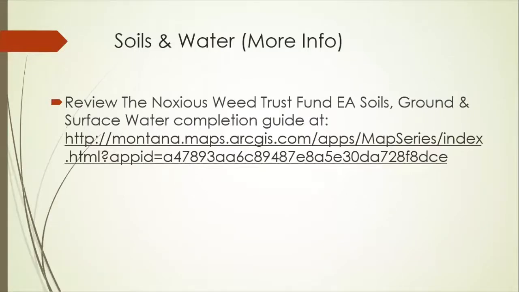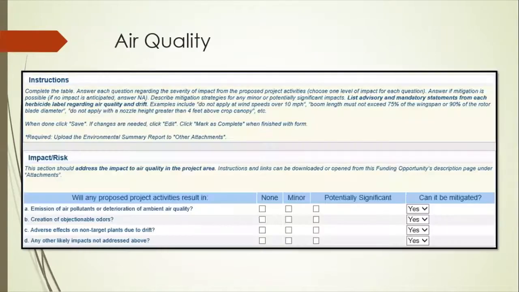Again, this here is the link for the story map that has all those links to the resources to produce your soils and ground and surface water maps. And again, moving on to air quality. Air quality is to address any impacts to air quality in the project.